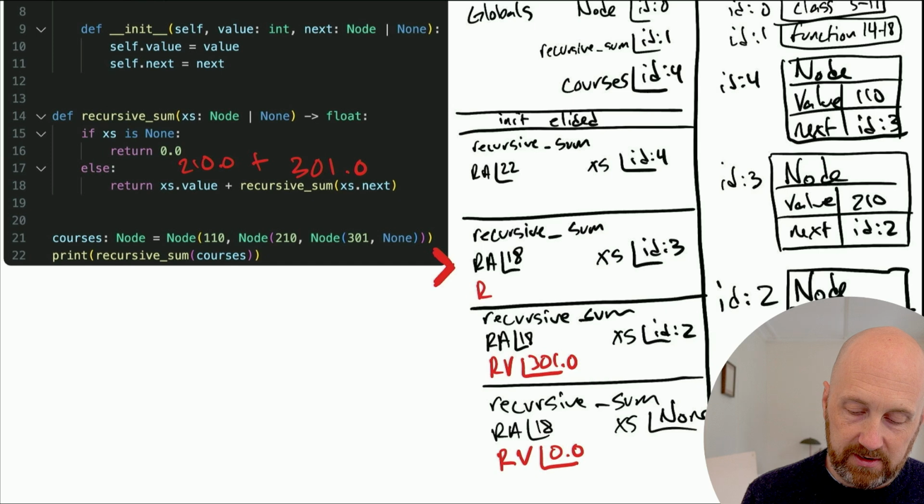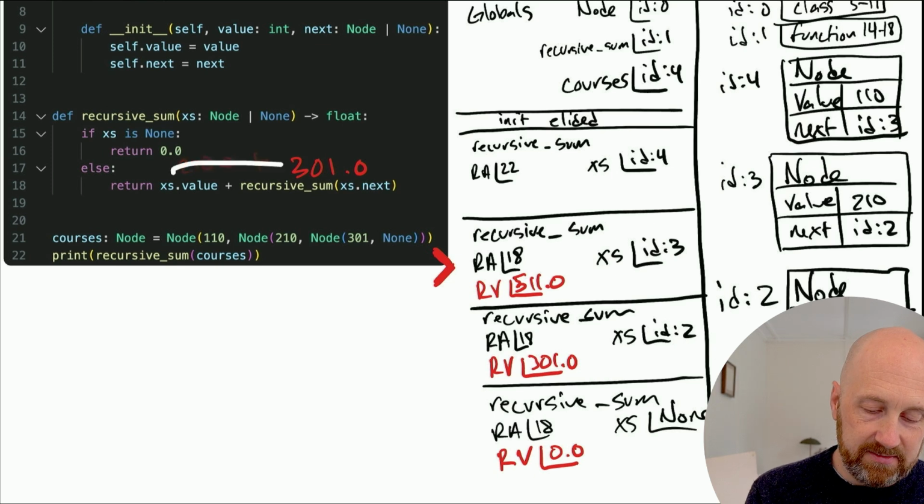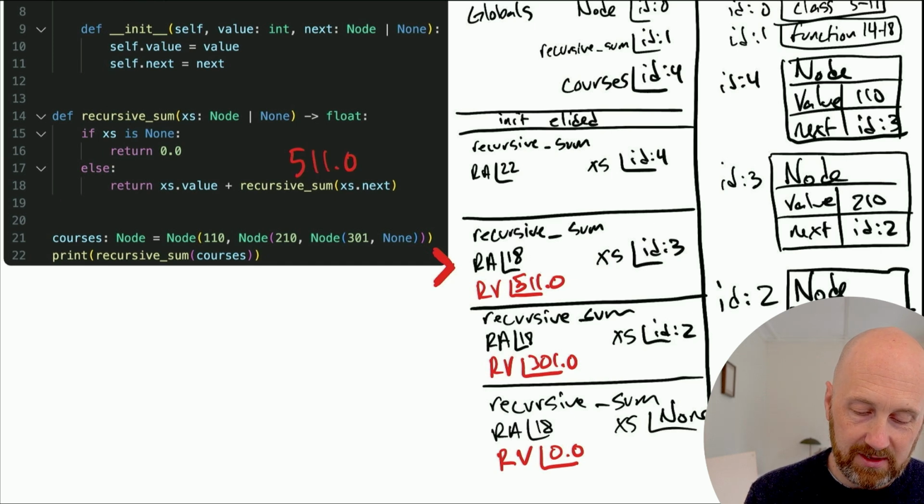So return value here, 511. Okay. Well, we return that to line 18. That's the same line we're processing, but our context is changing, right? So this is 511 for this call. And our context changed. So we've returned from this particular frame. Let's move our current frame up. Our current frame is now this one.